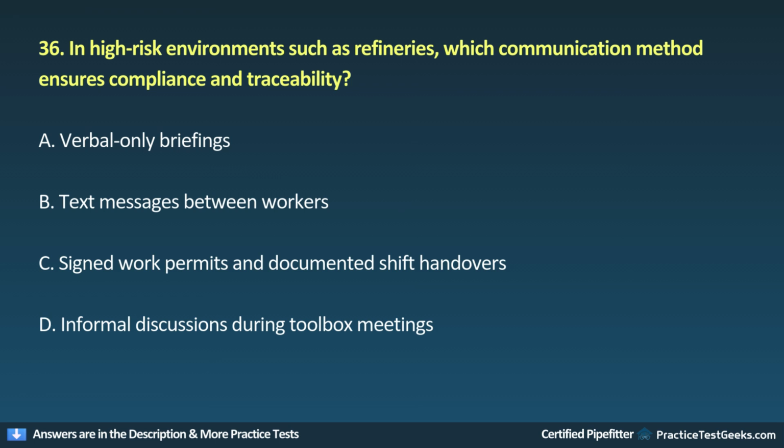36. In high-risk environments such as refineries, which communication method ensures compliance and traceability? A. Verbal-only briefings. B. Text messages between workers. C. Signed work permits and documented shift handovers. D. Informal discussions during toolbox meetings.